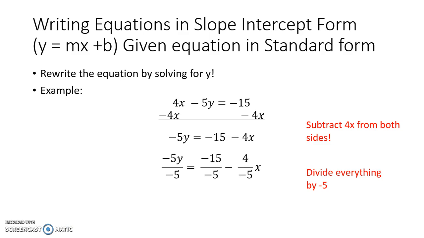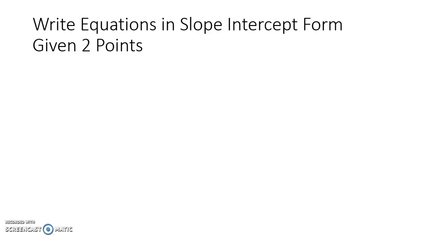So I have negative 5y divided by negative 5. It gives me a positive y. Negative 15 divided by negative 5 gives me positive 3. Negative 4 divided by negative 5 gives me positive 4/5 x. So you want to rewrite that to get it to y equals mx plus b form, and that is your final answer. Let's look at an example of writing equations in slope-intercept form given 2 points.